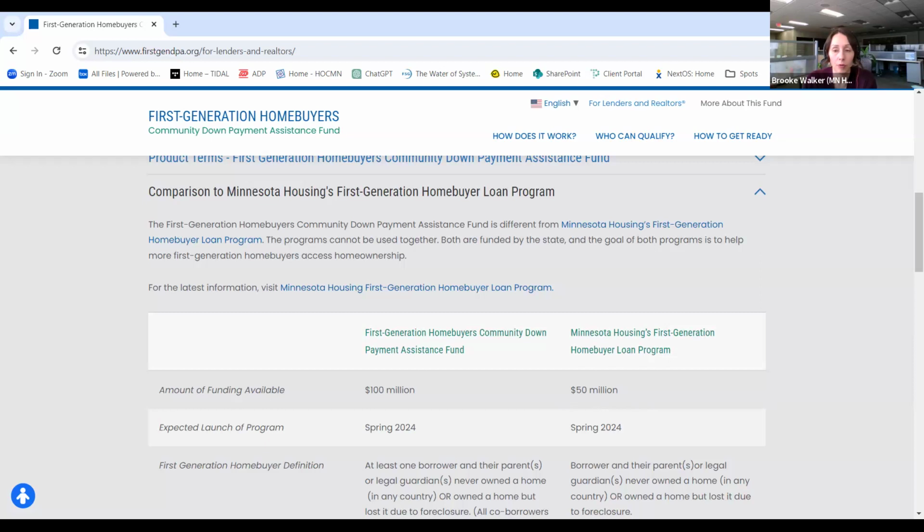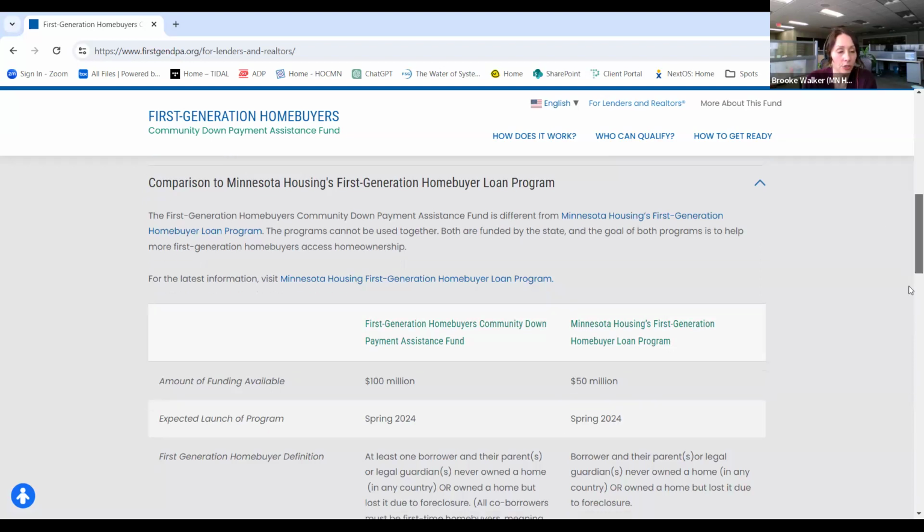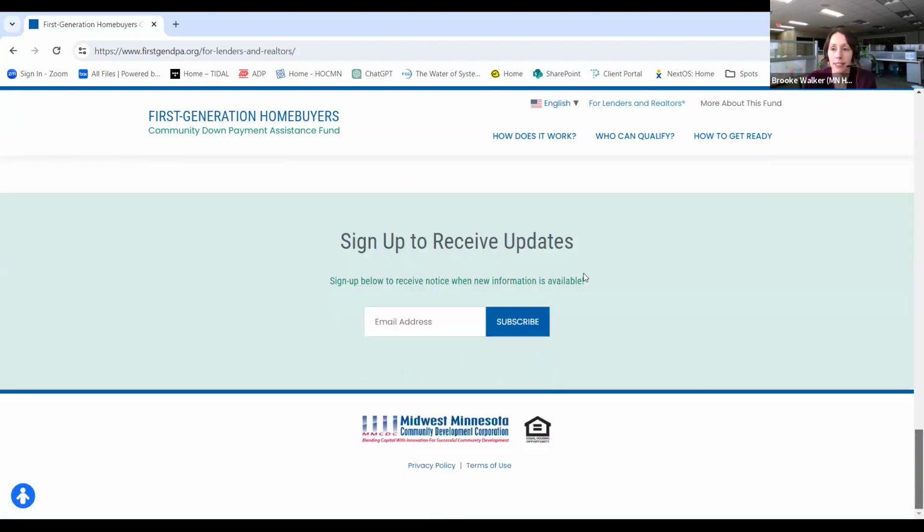And if you haven't already, I would encourage you, on the bottom of this website, to sign up to receive updates on the First Gen program. And as new information is posted on this website, then you will get a notification to come and check out the website, including when the program is going to launch.